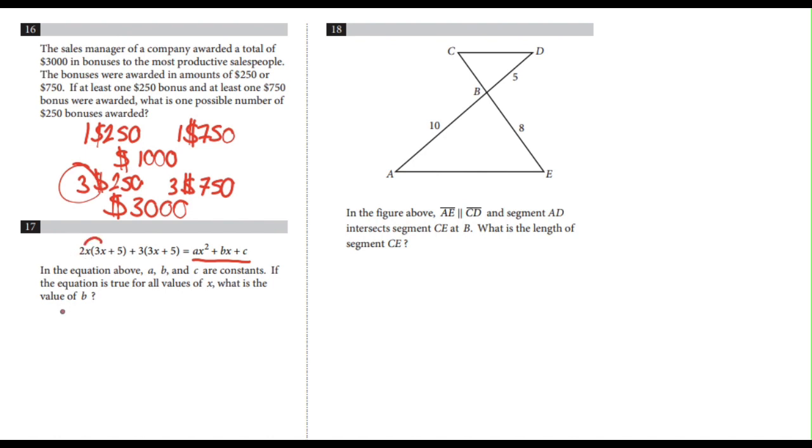First, 2x times 3x is 6x squared. 2x times 5 is going to be plus 10x. Then 3 times 3x is going to be 9x.